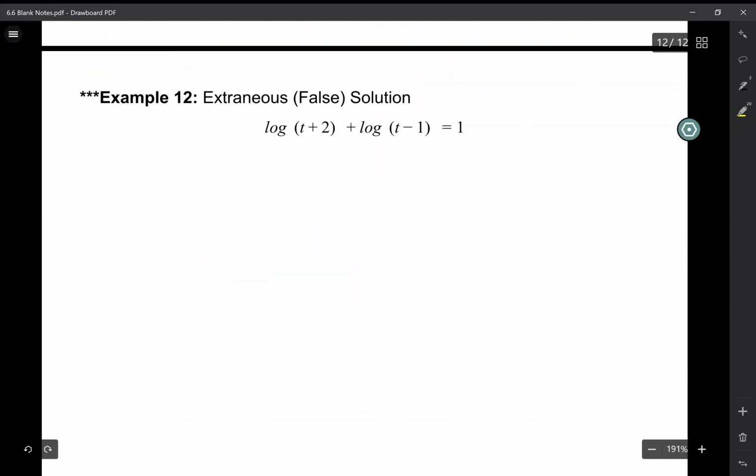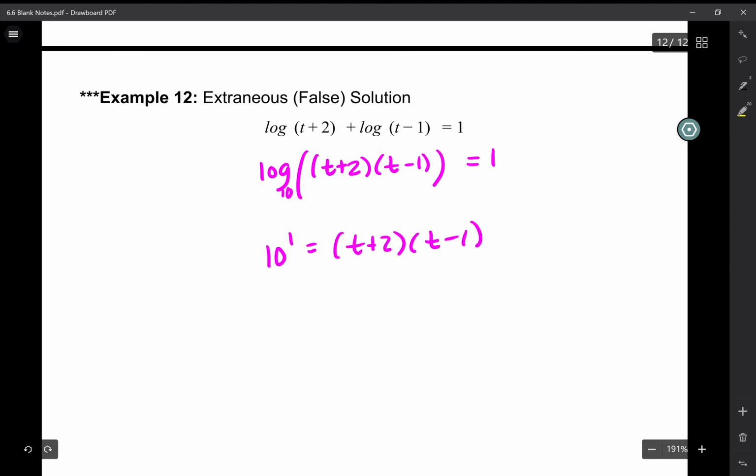All right, let's solve this one together. We have to use the addition multiplication property of logs. This becomes log of t plus 2 times t minus 1 equals 1. Now we have it as a single logarithm, isolated, and we can switch it to exponential form. 10 is my base, so 10 to the 1 equals t plus 2 times t minus 1.